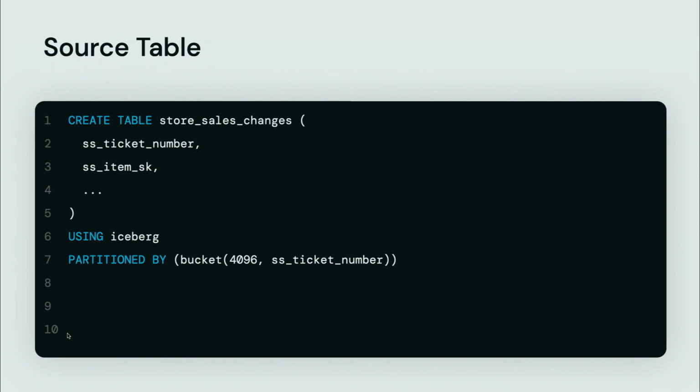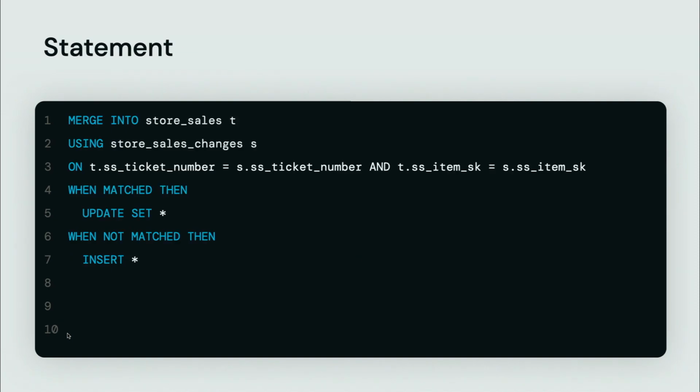The source table has the exact same structure, but it contains changes that we will be using to merge into the target table. The statement is very similar to the one we've seen before. We're looking for matches on the primary key. If there is a match, you modify it. If there is no match, you add it. You can have way more complicated MERGE INTO statements, whatever Spark can parse, basically.